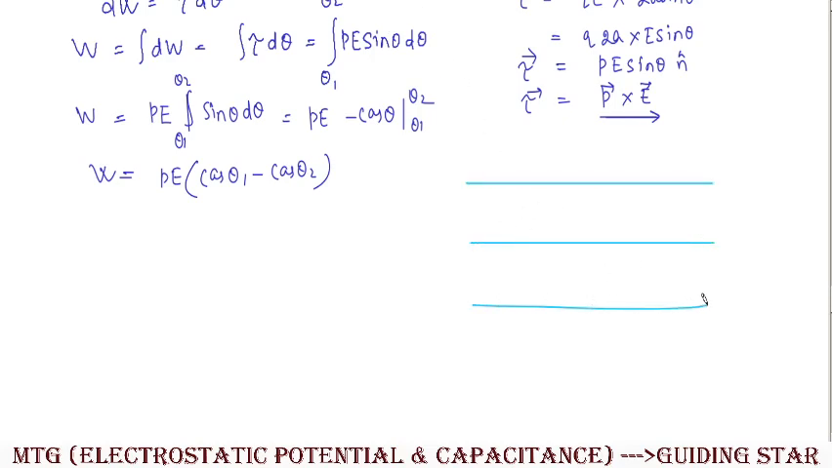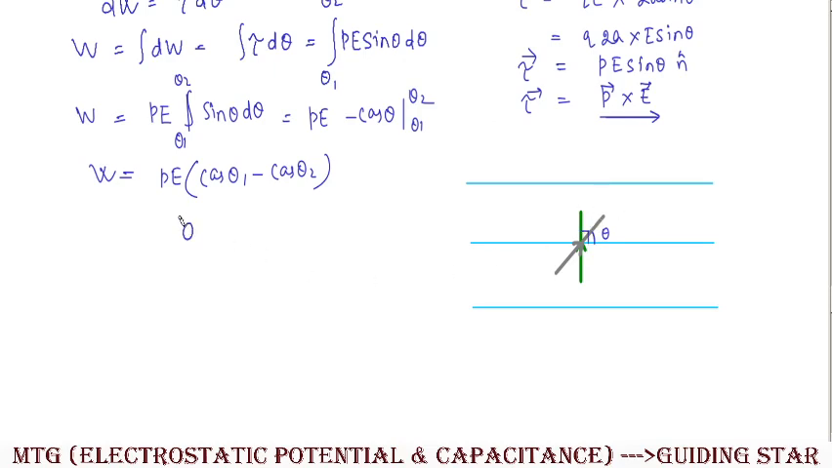Suppose this is the uniform field, and assume that there is a dipole present over there. Initially the dipole is present like this. Here this is the initial dipole, and after some time we found the dipole making some angle theta. Here this is the final position. Clear? So finally it is making some angle theta, but initially the angle is 90 degrees.